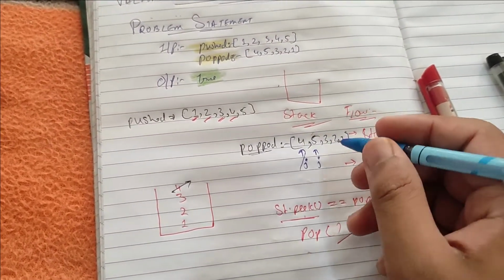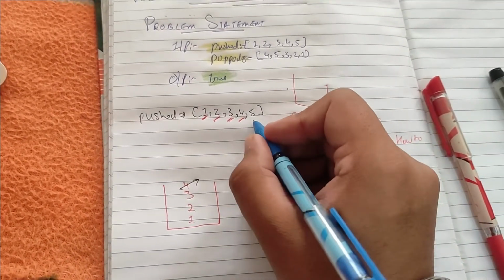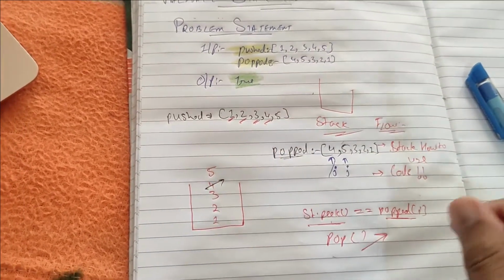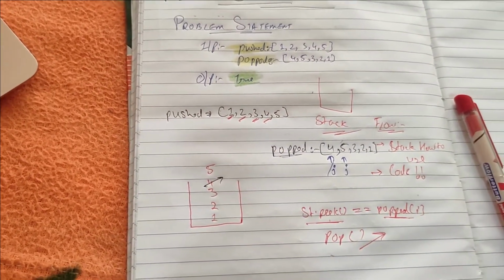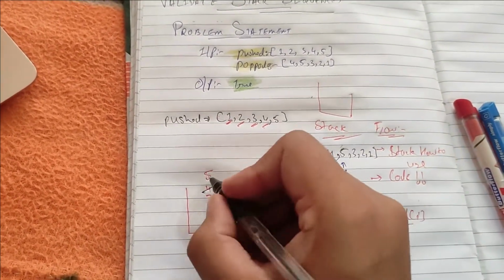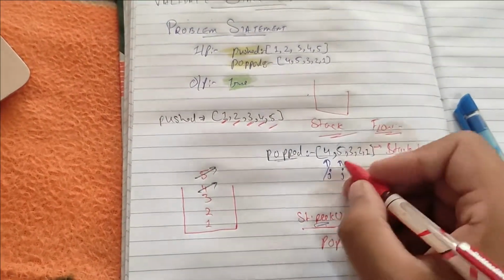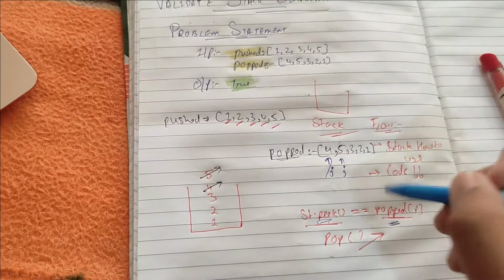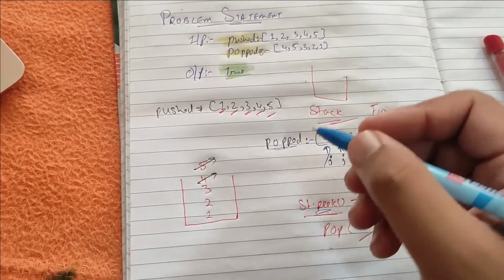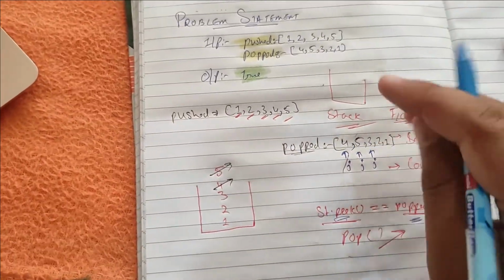Now I will put the next element, 5, in my stack. So I have put my 5 over here. Now I will check: is my stack peek equal to my popped of j? If they are equal, then I will simply pop it out. Now I move my j pointer over here. As you can see, my j pointer only moves once I am popping out. If I am not able to pop, my j pointer will remain there.